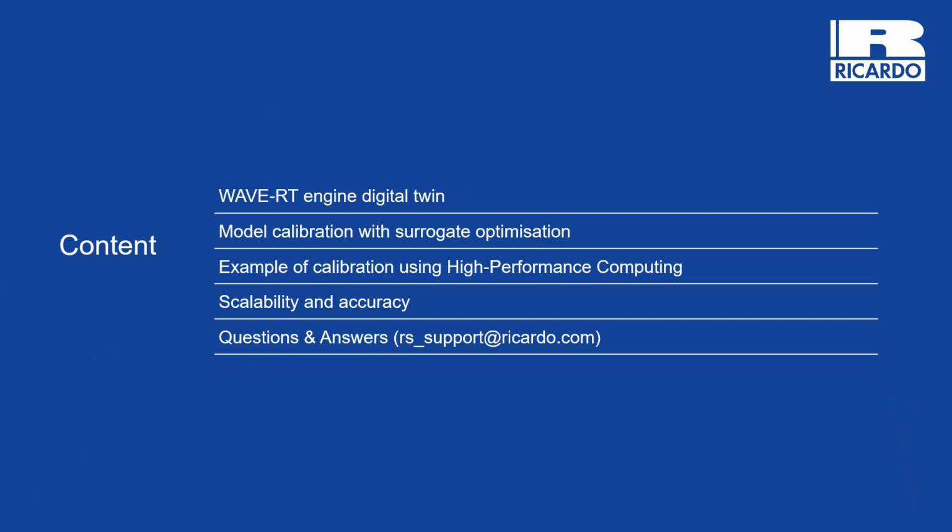We will start the workshop with a brief introduction to WaveRT engine plant modeling and its key features, followed by the description of model calibration process and potential approaches to model calibration, where we will talk a bit more about why, in our view, surrogate optimization is the best candidate for model calibration tasks and what the typical calibration parameters are. Then we will illustrate how this approach can be used in Ricardo Software Suite using our R-Desk Tuner tool on a workstation or high-performance computing cluster for an example model.